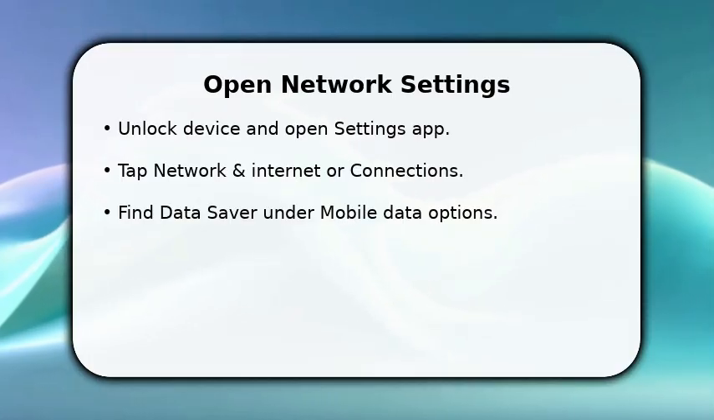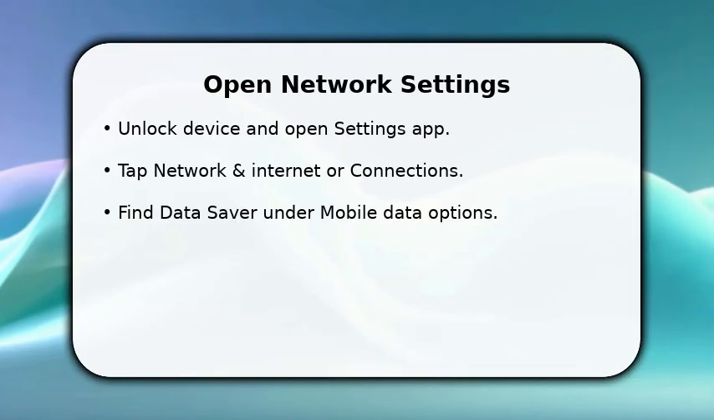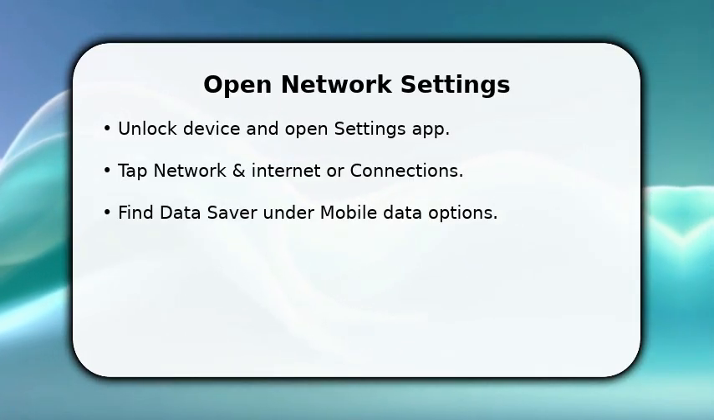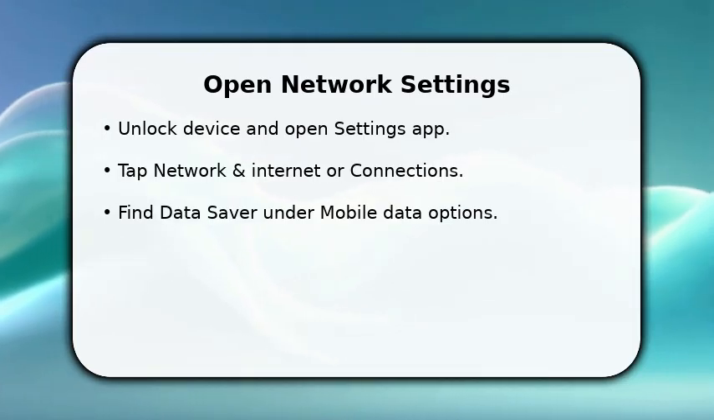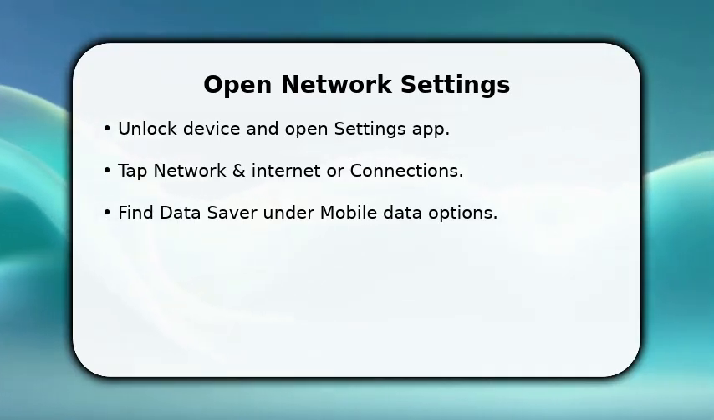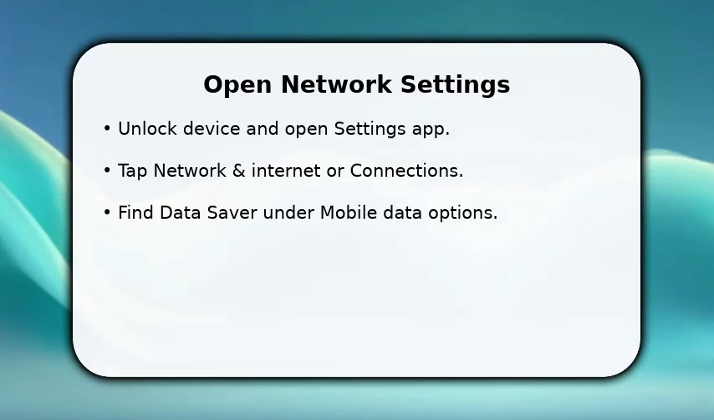You start by opening Settings and going straight to Network and Internet. This is faster than searching app by app. Once there, tap Connections or Mobile Network depending on your UI, then locate Data Saver under the Mobile Data section. You do this because Data Saver is a system-level toggle that controls background data for all apps.